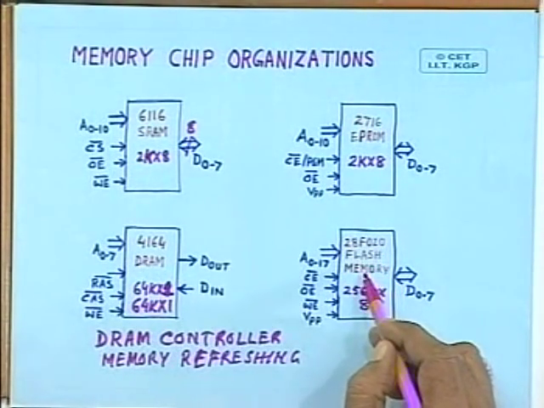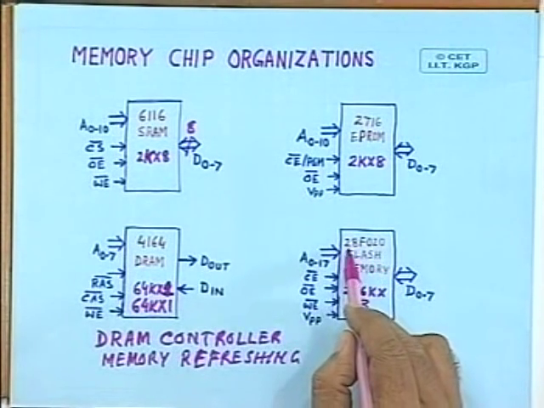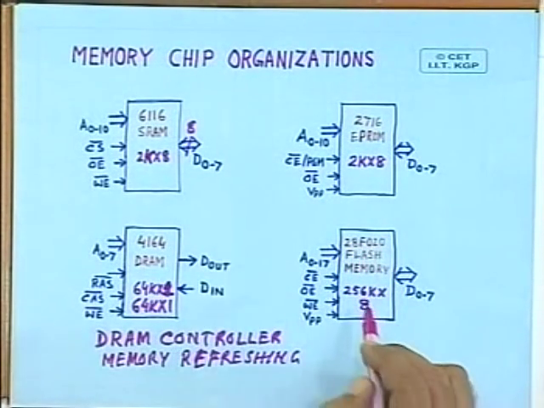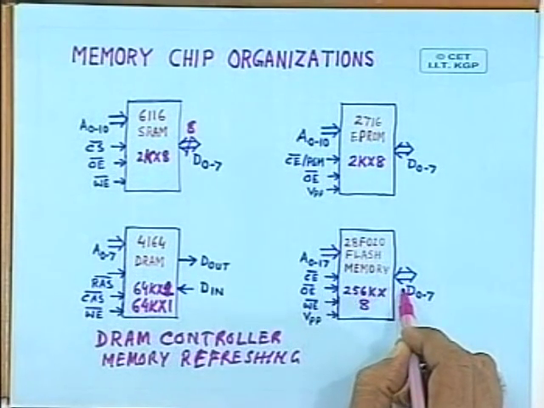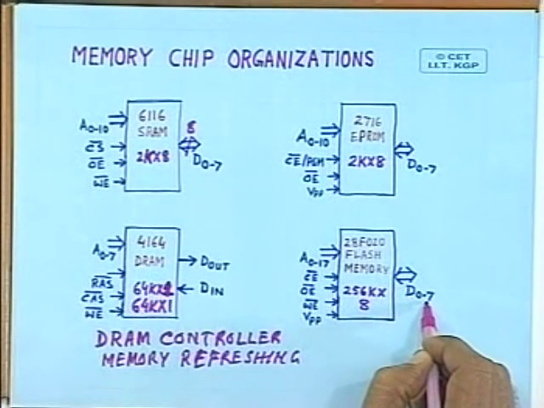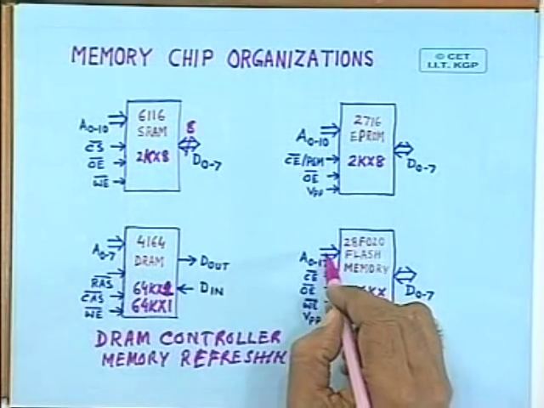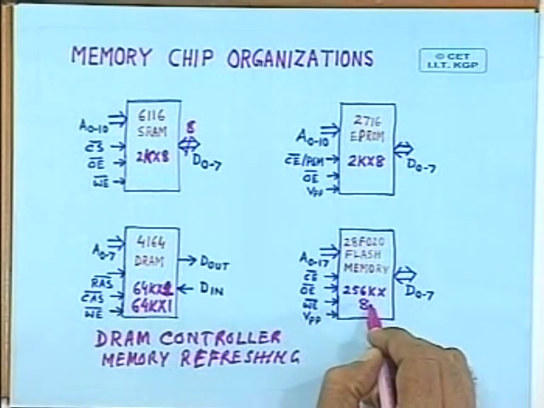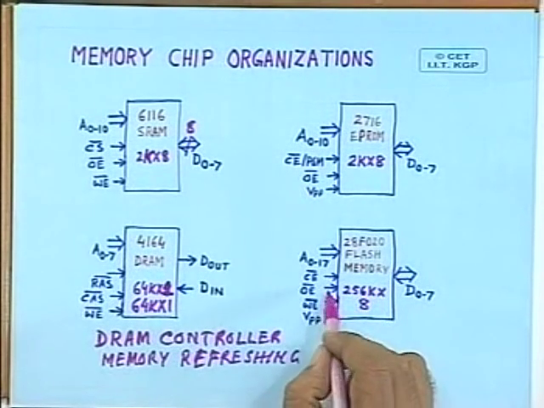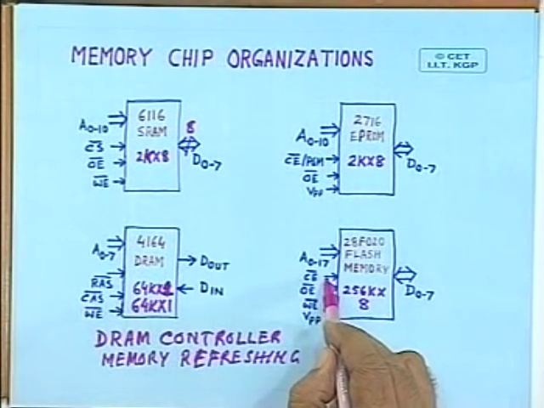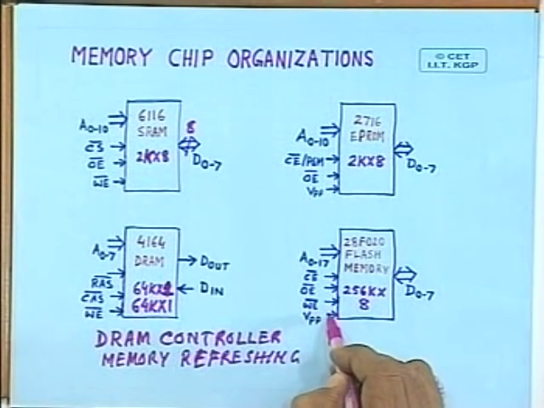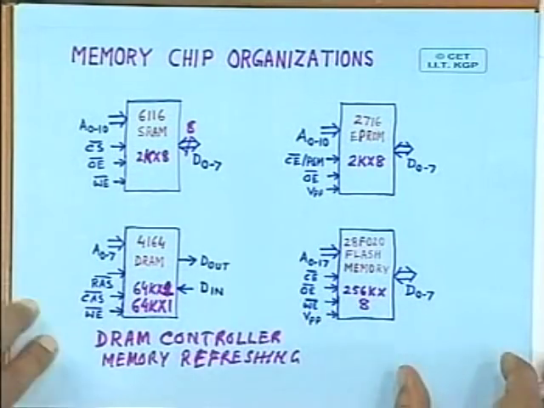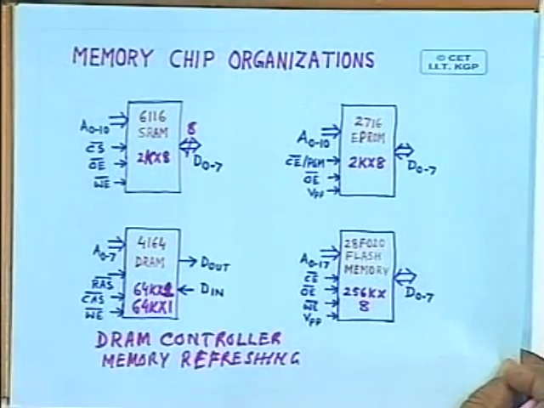Then comes the flash memory chip organization. This is the 28F020 chip, having 256K into 8 organization. So it is also byte organized, having D0 to D7, 8 data lines. As you can see, 18 address lines are required to access 256K flash memory locations. These are essentially chip enable and output enable, used for reading purposes, and this is VPP, for programming purposes. So we have seen different types of memory organizations.